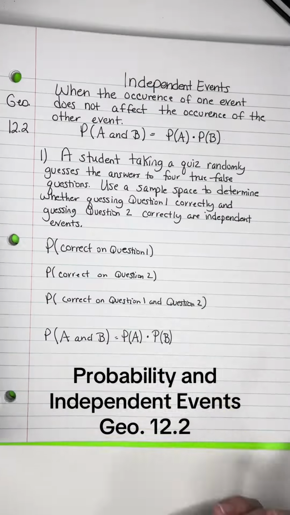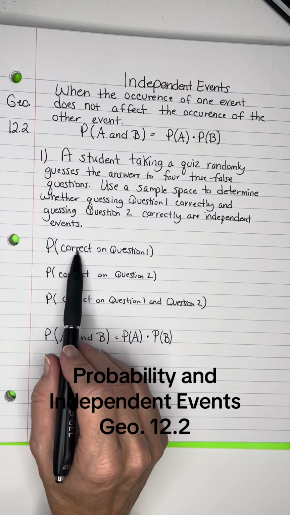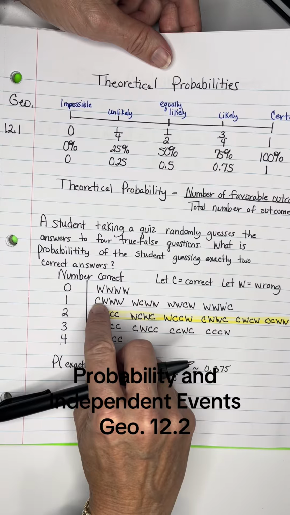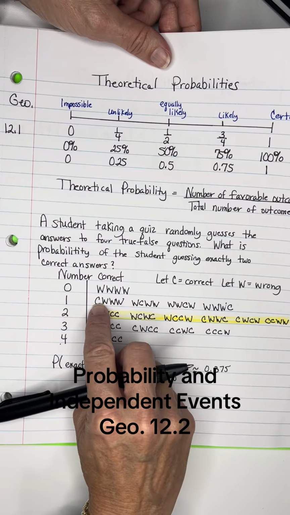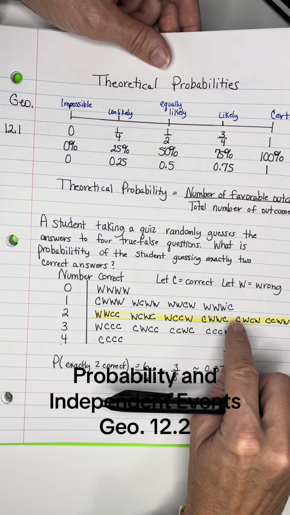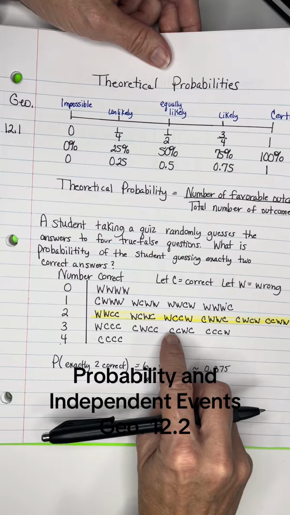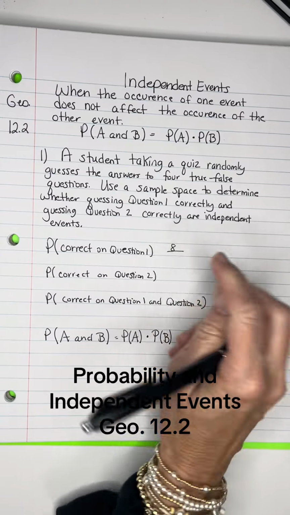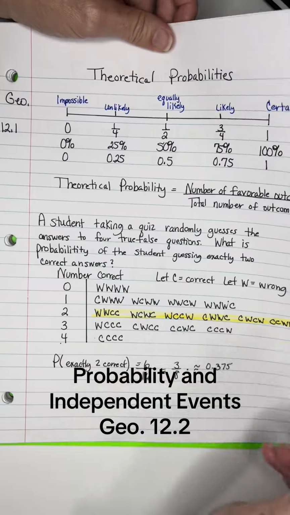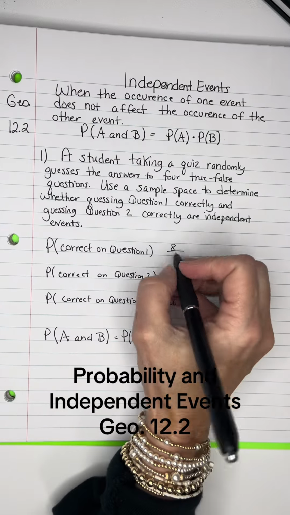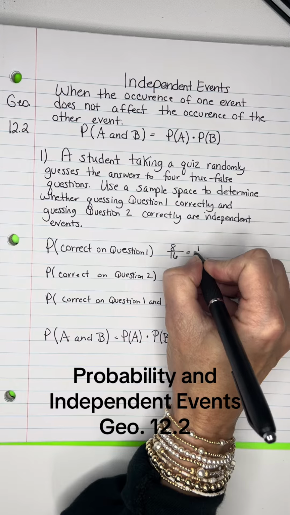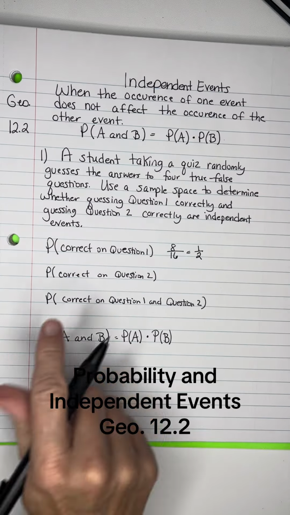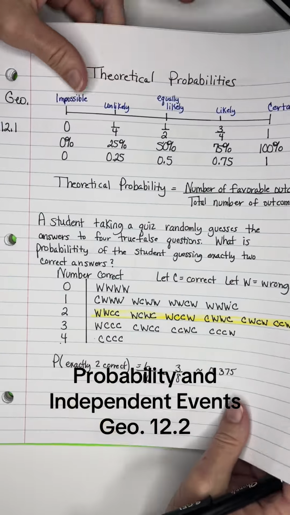All right, so if they want to know what's the probability of getting the correct on question 1. Question 1, there's a C there, so that one would be 1, we would count 2, 3, 4, 5, 6, 7, 8. There are 8 ways to be successful and get correct on question 1 out of 16 different ways. We know that result simplifies to 1/2.